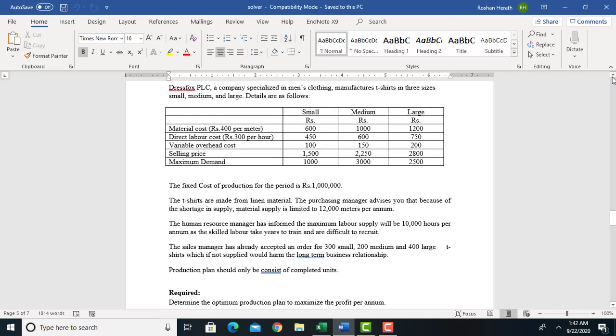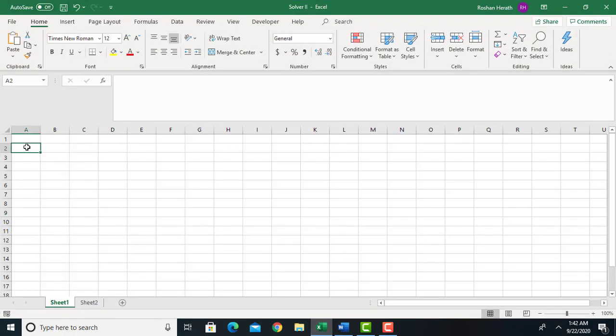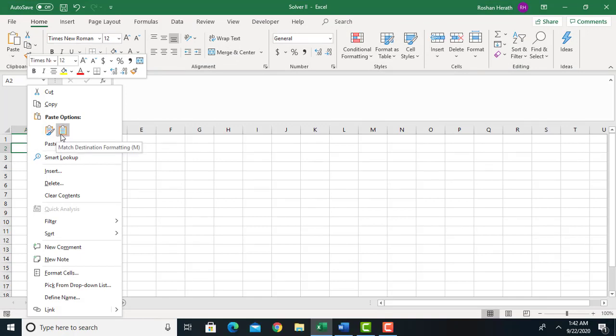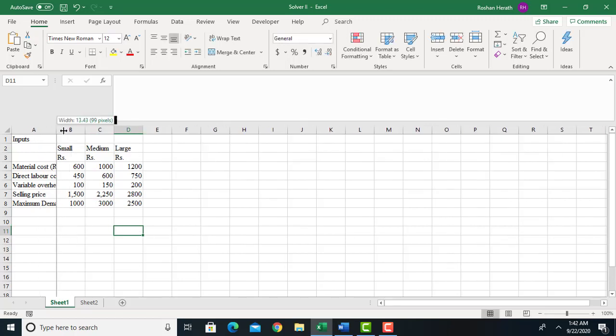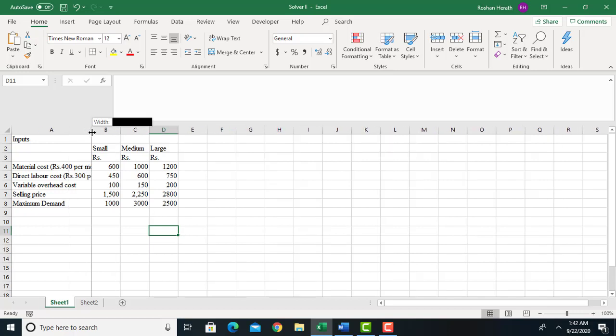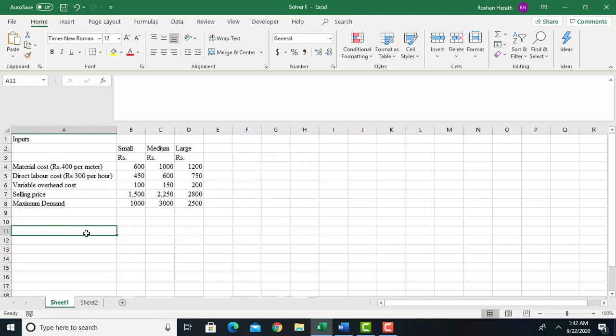Fine. So as usual, we may get the required input. So you can copy the information and you can take that to an Excel sheet. So these are your inputs, basically. Here you are given information about the material, direct labor, the variable overhead cost, and the selling price are provided to you.